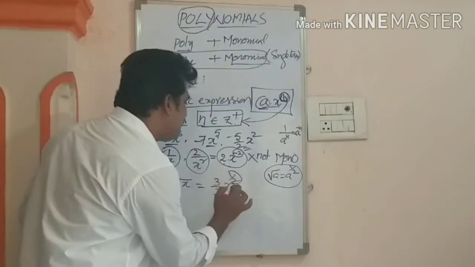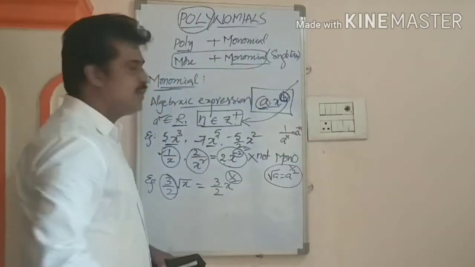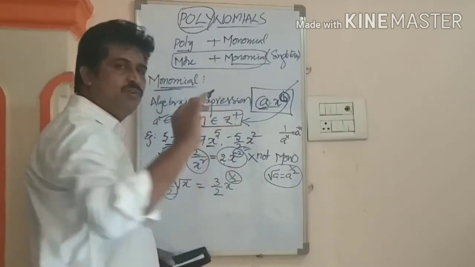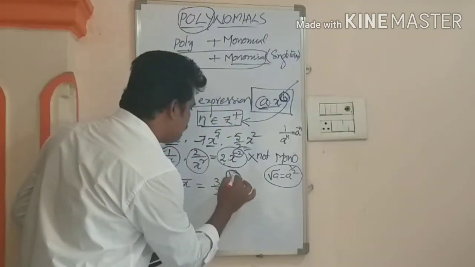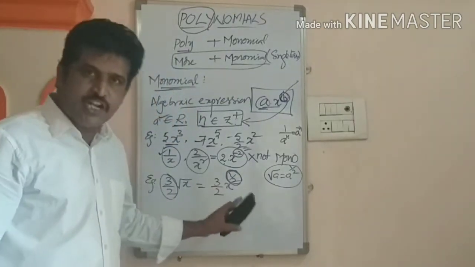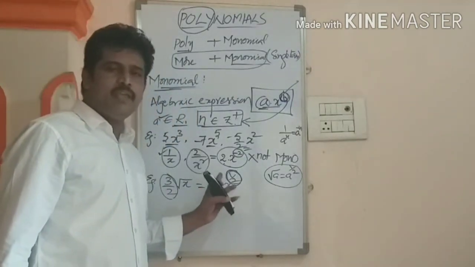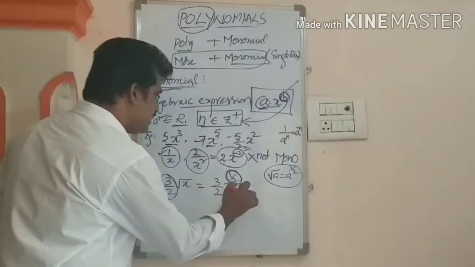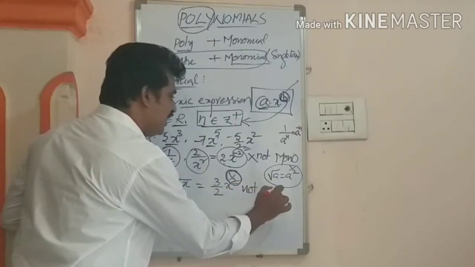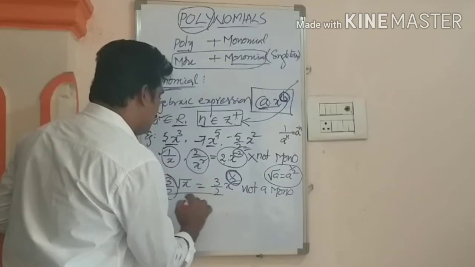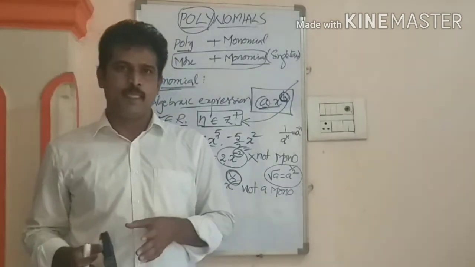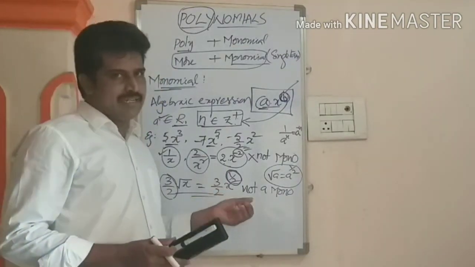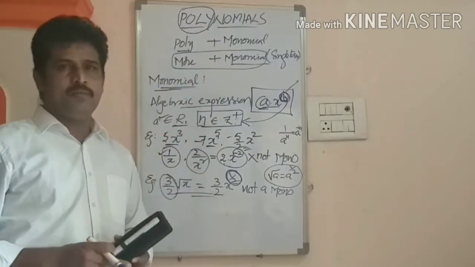Now this is in x to the power n form. But what we said, the condition is n is a positive integer. But this is not a positive integer. That is a rational number in the form of p by q, which it should not be for monomials. So this is not a monomial. Now you must have understood about monomial, I suppose. Did you understand about monomial? That's clear.